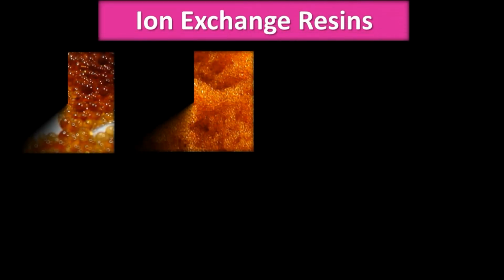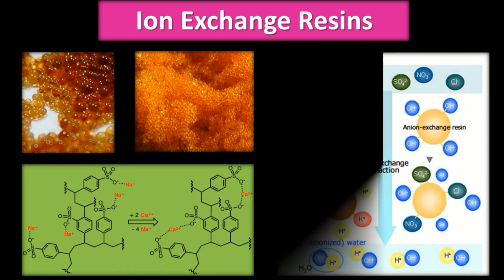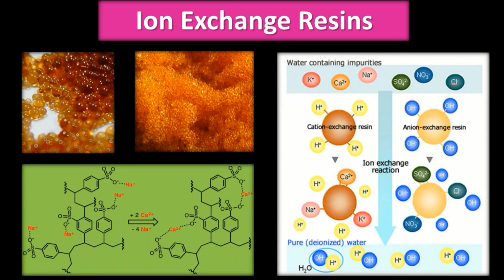And now we are going to discuss the most beautiful resins, the ion exchange resins. So again, the word describes everything. Resins are nothing but polymers. Ions, we know, are cations and anions. Exchange is nothing but giving a particular ion and in turn receiving some other ions. So taking and giving like that.